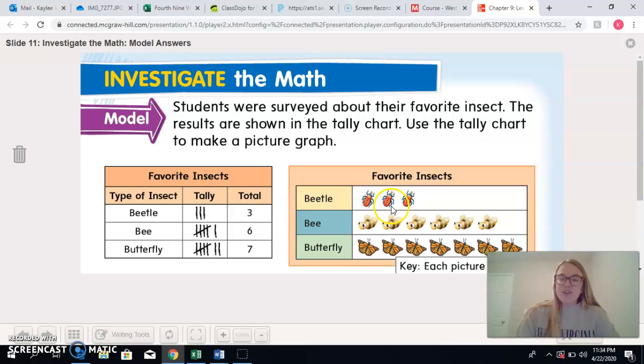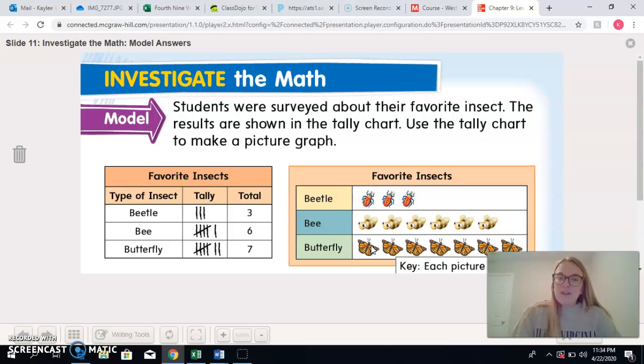So as you can see, these are pictures, and there are 3 pictures of beetles because 3 students said that that was their favorite insect. There are 6 pictures of bees because 6 students said that that was their favorite insect. And then there are 7 pictures of butterflies because 7 students said that was their favorite insect.